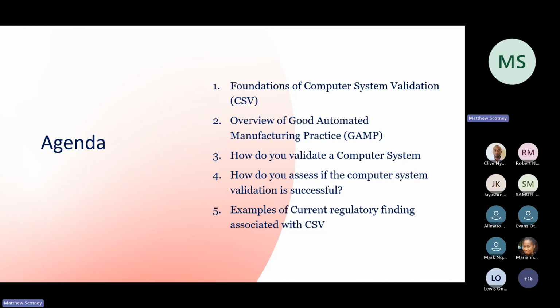And then if perhaps you were going in to do an assessment of a computer system, the sort of questions that an assessor, an inspector, an auditor might be looking at when they're trying to verify whether a computer system has been successfully implemented. And then finally, we've got some examples of regulatory findings associated with computer system validation, the sort of thing that an inspector going into an organization might actually be finding. And they're the sort of things that by going through proper computer system validation, by utilizing good automated manufacturing practice, hopefully we're going to try and avoid those.